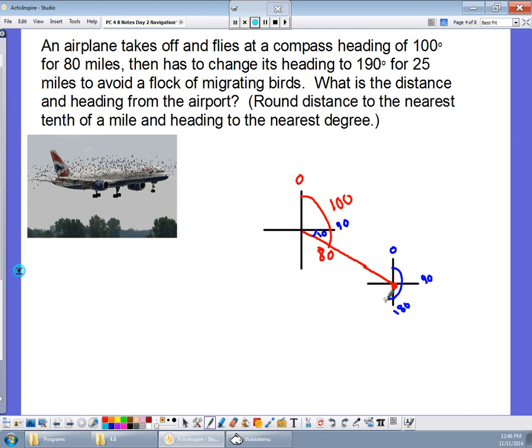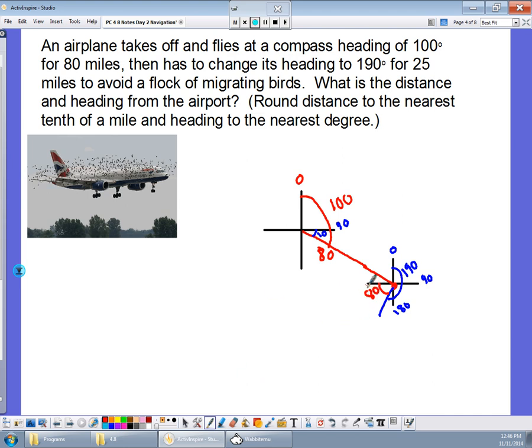I suppose that'll be a little smaller because it's only 25. So it does that for 25 miles to avoid a flock of birds or something like that. Alright, so if that's 180, if that's 190, that bearing, again, I still want to know what my reference angle is. So this angle here, if this is 190, this is 270, the difference between 190 and 270 is 80.